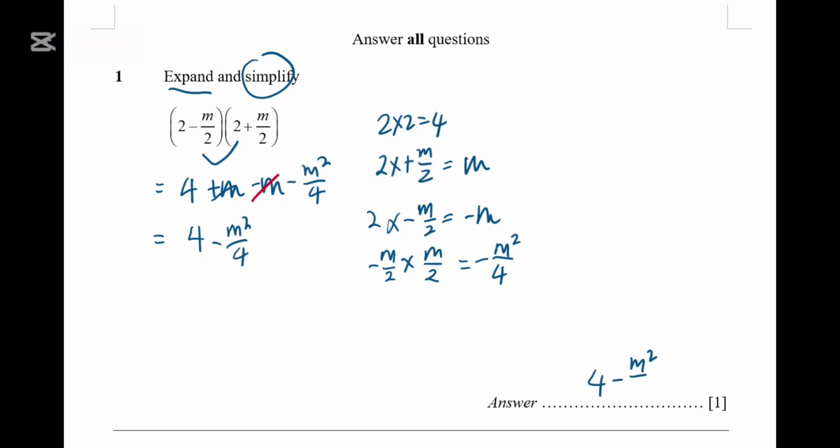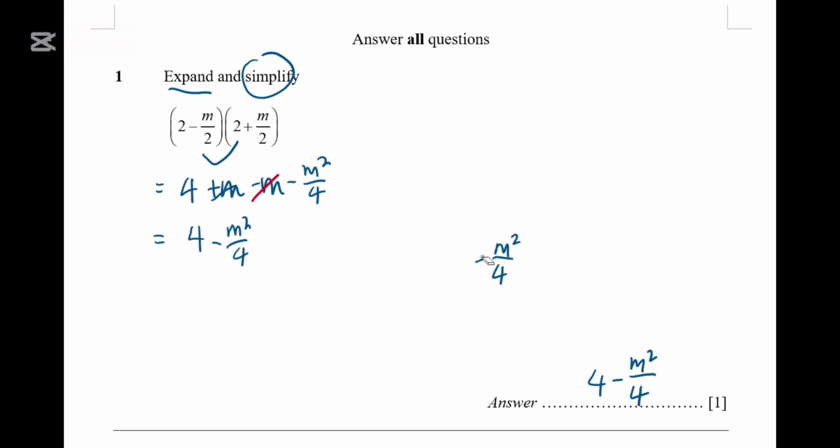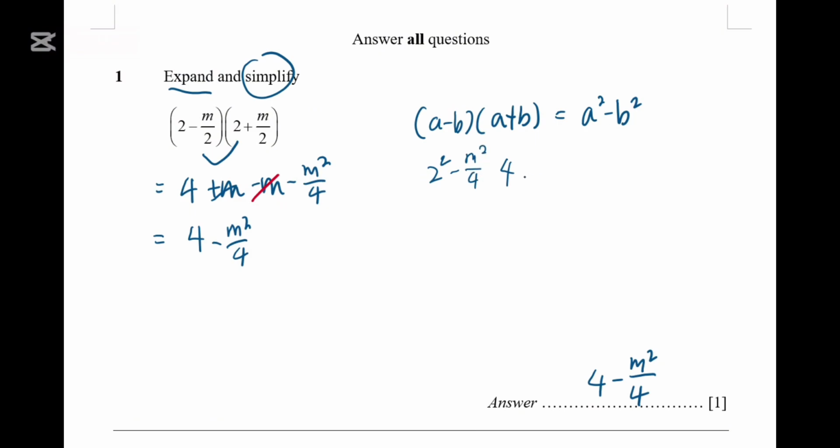Okay, so some of you may realize that there is actually an easier way to do this other than manually expanding this expression. What you can do is take the formula a minus b times a plus b, and you realize that that will give me a squared minus b squared, which means that I'll take 4, which is 2 squared, minus m squared over 4, because that is the square of m over 2. Sorry, so this will be m over 2 squared. Yeah, so that is also another way to get the answer.